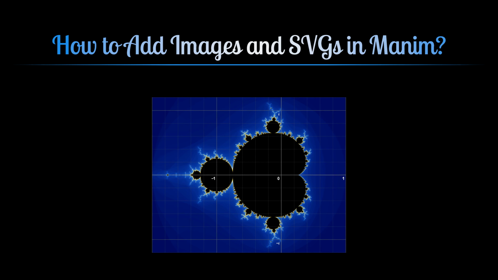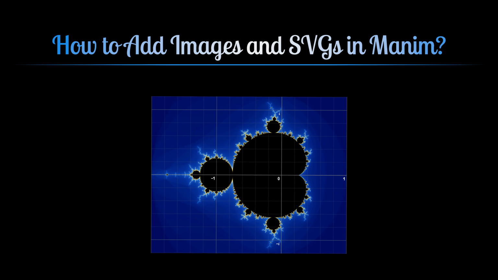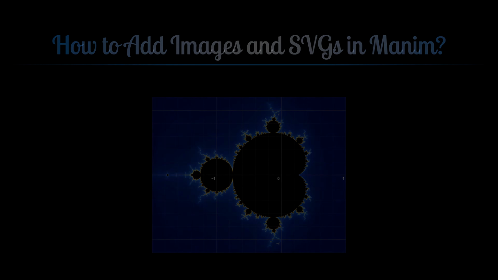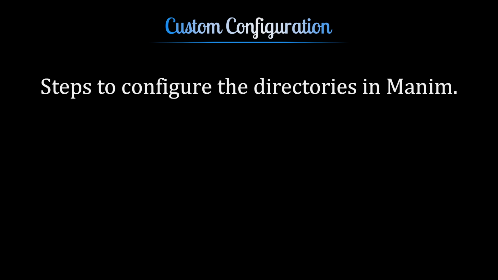Before we start using ImageMobject, we need to tell Manim where to look for the image files. By setting a custom configuration, we can ensure that Manim can easily find image, SVG or sound files that we might use in the future. Let's go through the steps to set up a custom configuration.